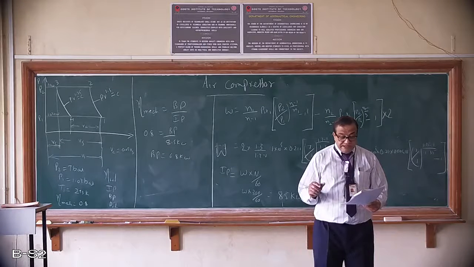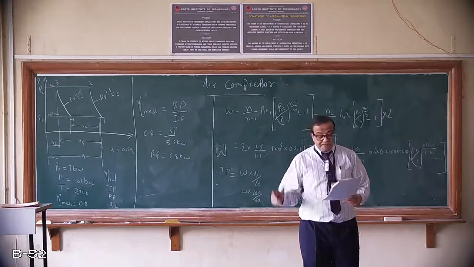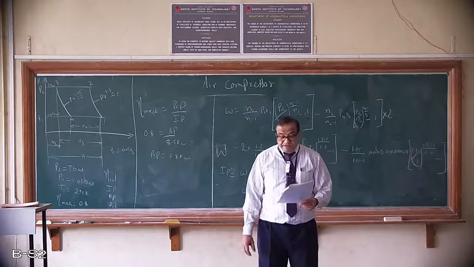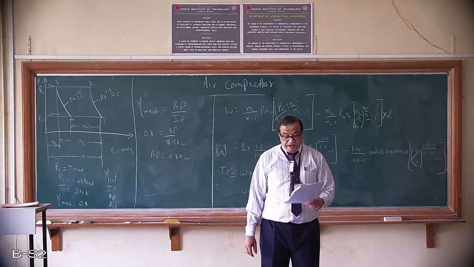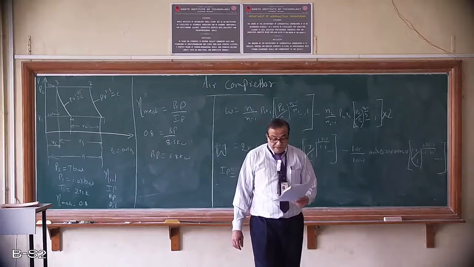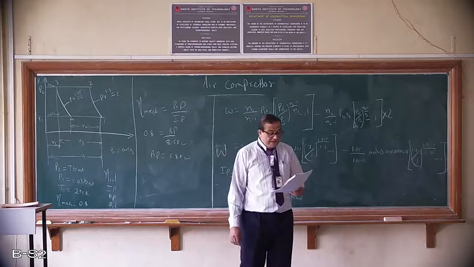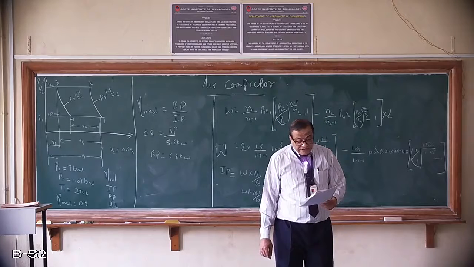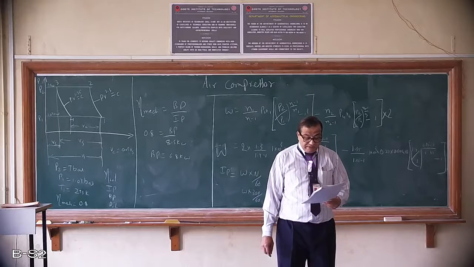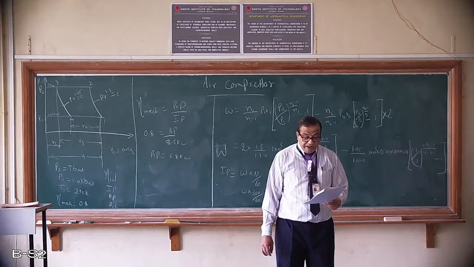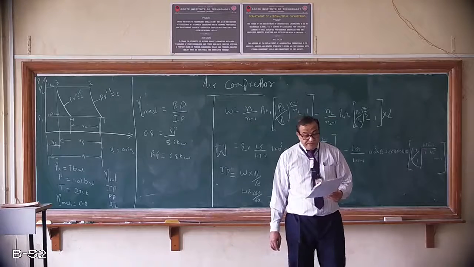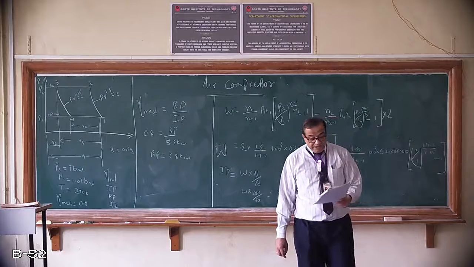So what does it mean? It's a single acting two-stage compression. N is equal to 300 rpm is given. P1 is 0.98 bar, that is the intake pressure, and temperature is 305 Kelvin. Next, the delivery pressure is 20 bar. The intermediate pressure is 5 bar.